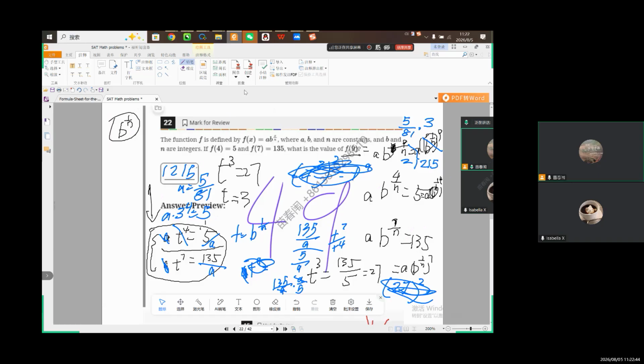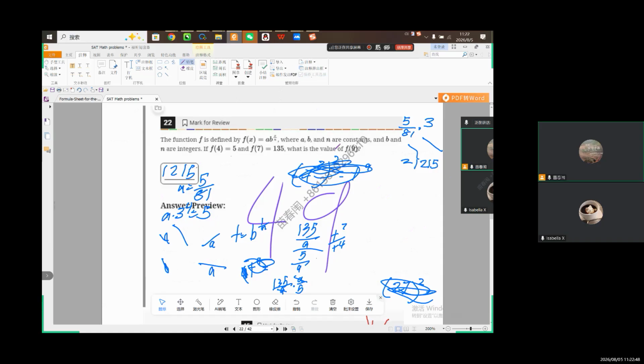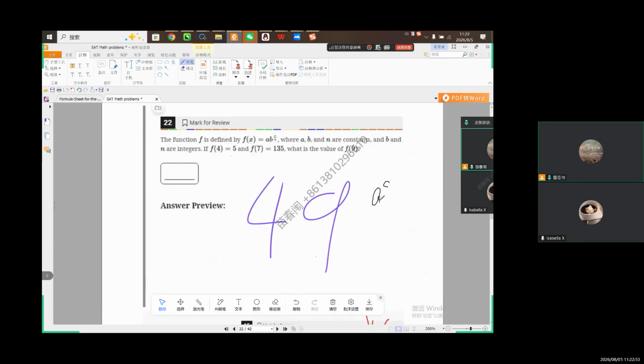Is this okay? It's similar to the previous one. Remember the other one, we still can't find it. The other one we substitute a to c's power. We still can't find it in the end, but that's okay. We can find what they asked, right?